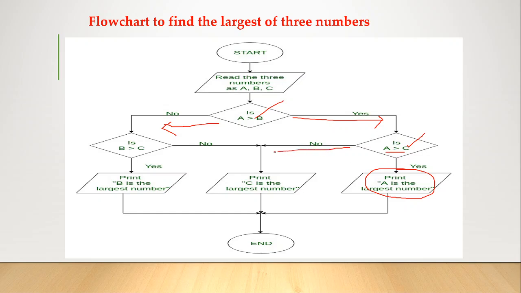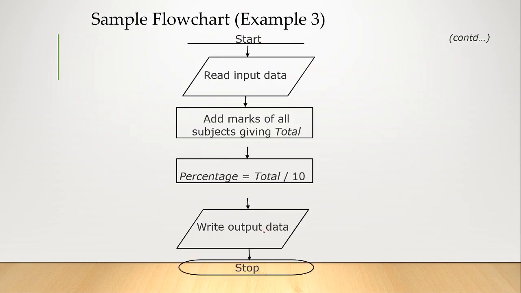If this condition is false, then flow goes in the left direction and it will check whether B is greater than C. If B is greater than C, then this condition is satisfied, and it will print B is the largest number. If this condition fails, then it will print C is the largest number, and at the last the flow chart or your program ends.